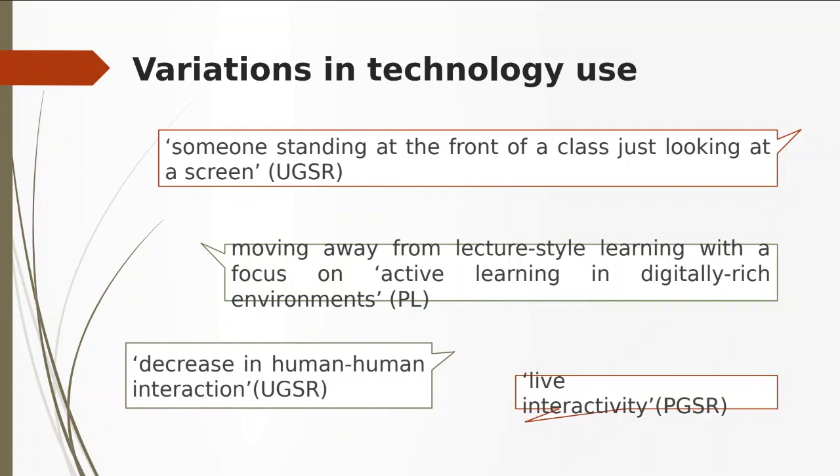To illustrate, at one institute, technology was regarded as someone just standing at front of a class looking at a screen, whereas in another institution, technology was used as a way of moving away from lecture-style learning with a focus on active learning in digitally rich environments. This involved integrating a blend of live sessions with lecturers, offline activities with students, and small group activities.